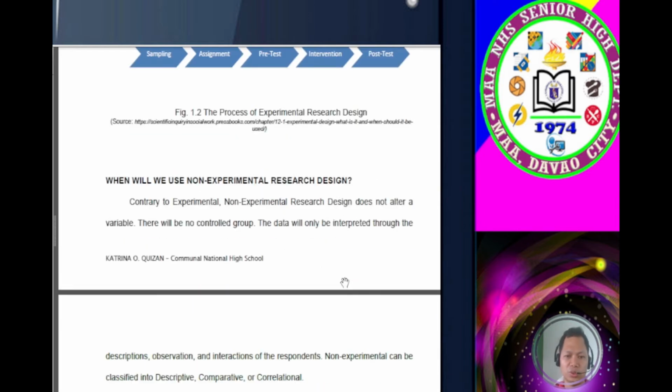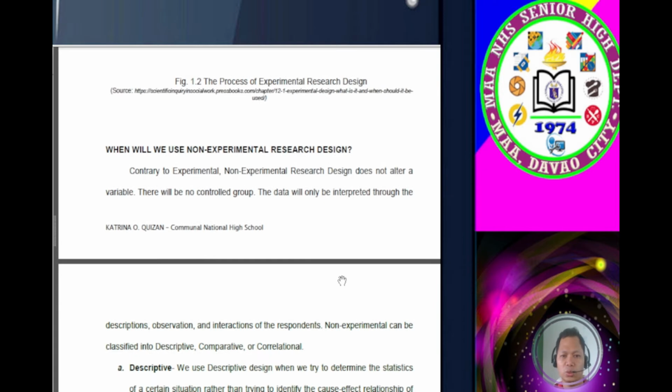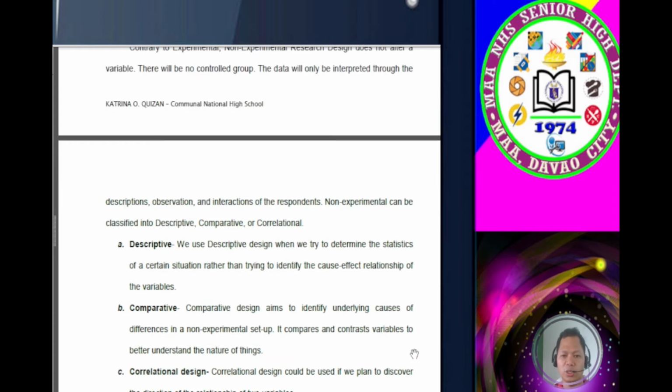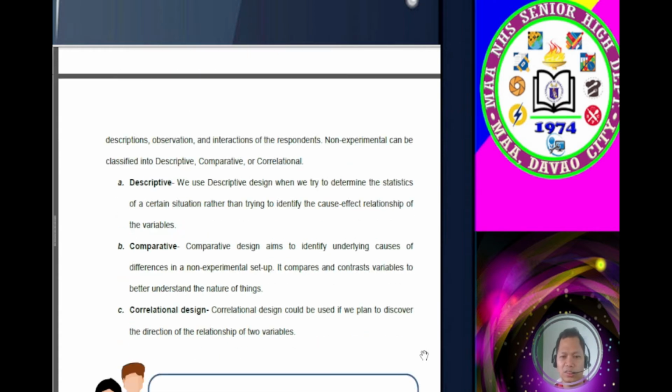So when will you use non-experimental research design? Contrary to experimental, non-experimental research design does not alter a variable. There will be no controlled group. The data will be interpreted through description, observation, or interaction with respondents. Non-experimental can be classified into descriptive, comparative, and correlational. Let's discuss the difference between these three types.